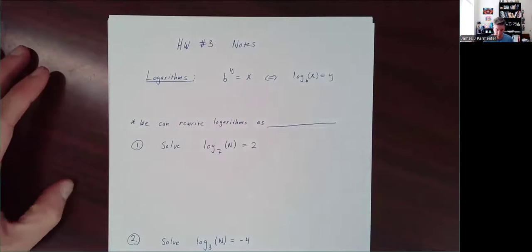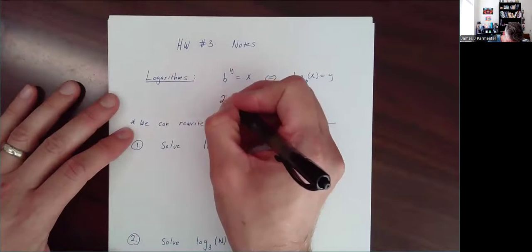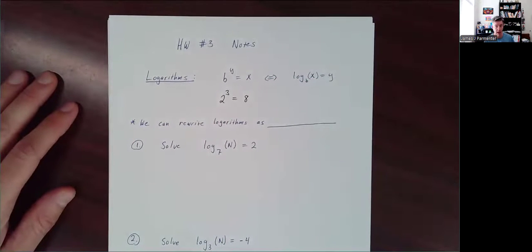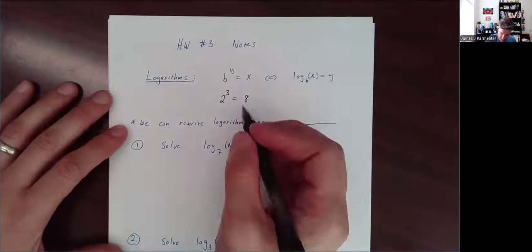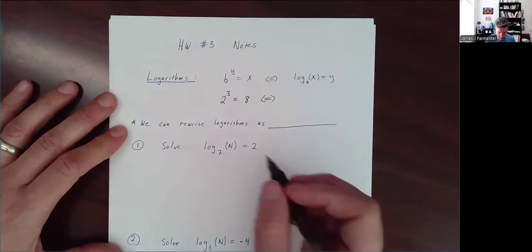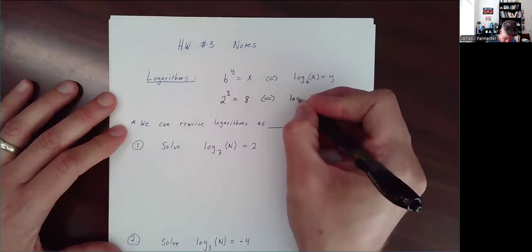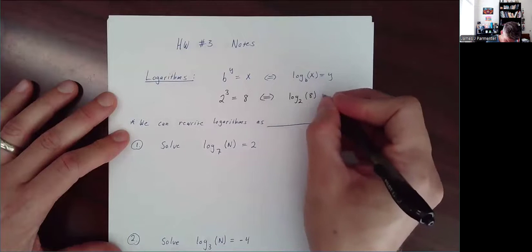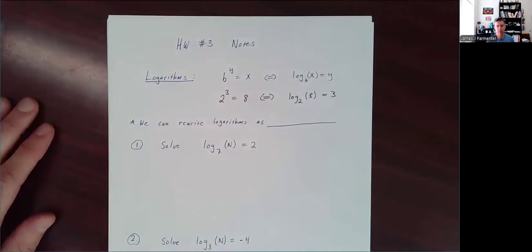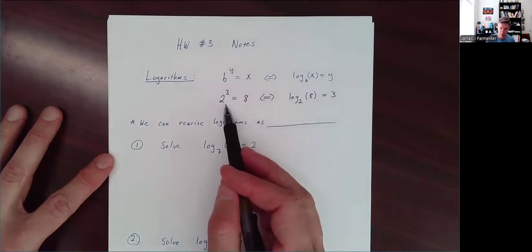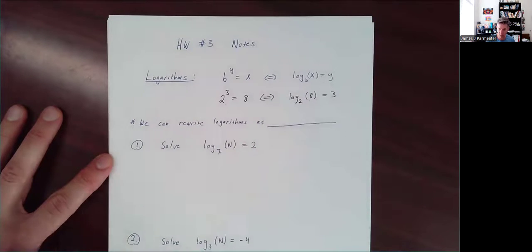Let's use a numerical example. My favorite is this one: 2 to the third is equal to 8. I would say this is an exponential equation. The equivalent logarithmic equation is, well, this is a base of 2, so it's log base 2 of 8 is equal to 3. So we can rewrite logarithms as exponential equations. We can rewrite exponential equations as logarithmic equations.